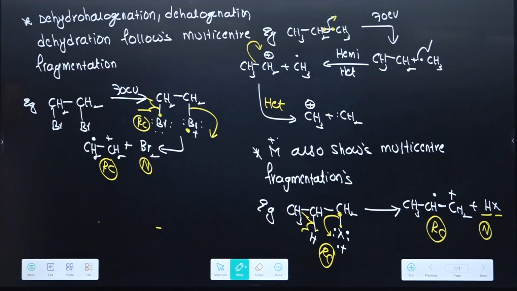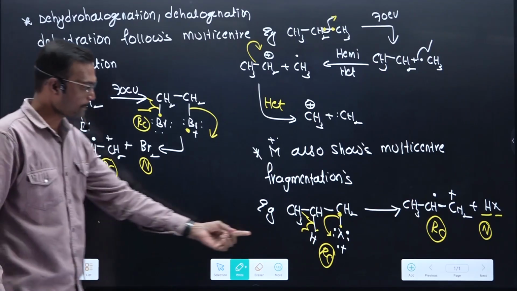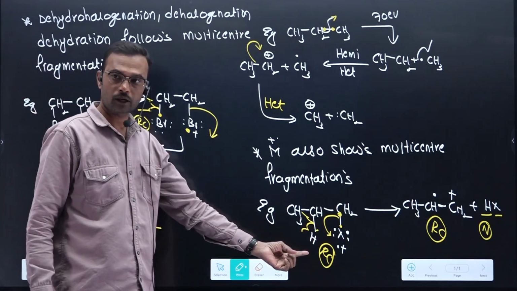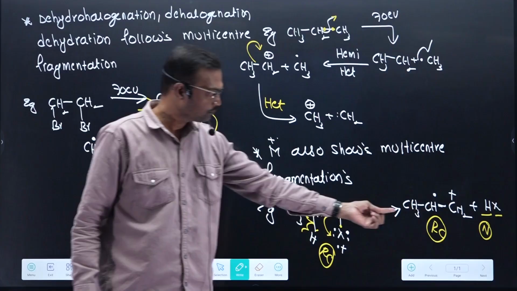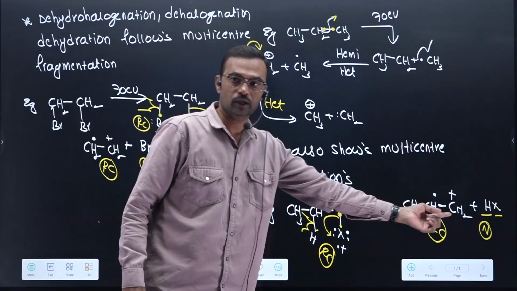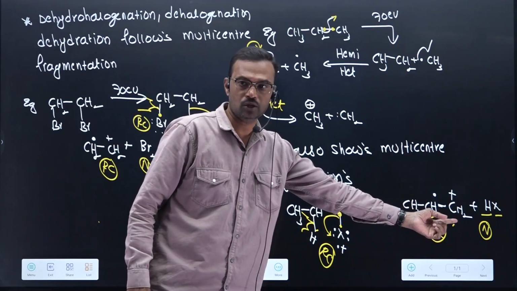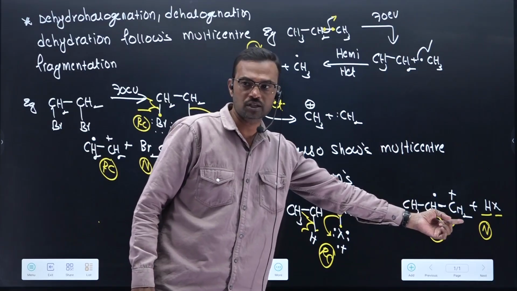Is it an odd electron or an even electron? This one? Odd or not? Odd electron. This one? Odd electron. This one? Even electron. Is there any radical here? No. Now it is an even electron.